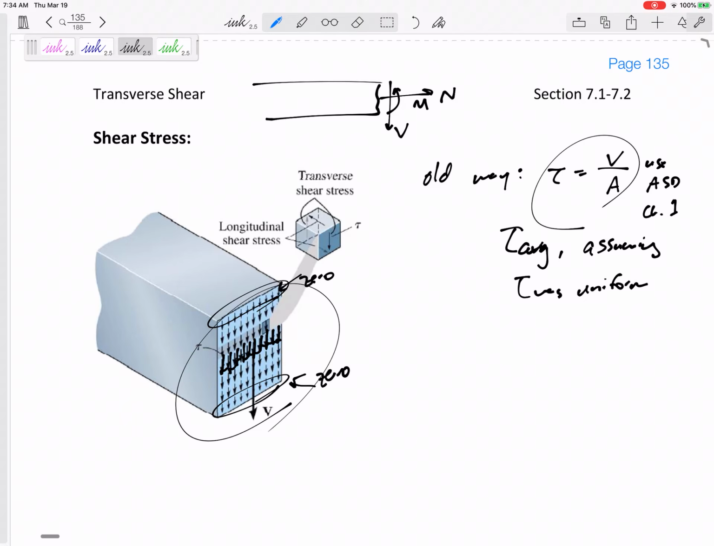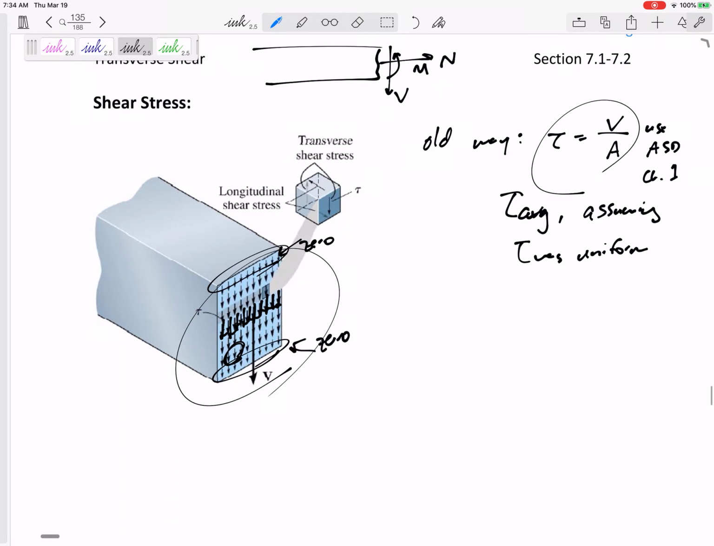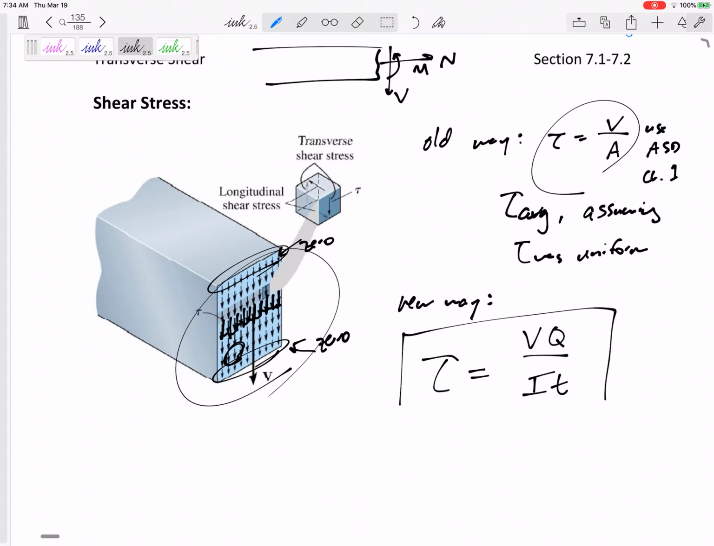So if we want to know, hey, okay, what is the shear stress due to V right here? We need to be able to calculate that. So our new equation, which is on your formula sheet, is tau is really a lot more complex than V over A. It is VQ over IT. VQ over IT. Box that in. Memorize that. That is the new way to find the stress at a particular point.